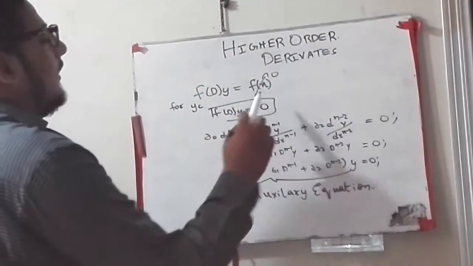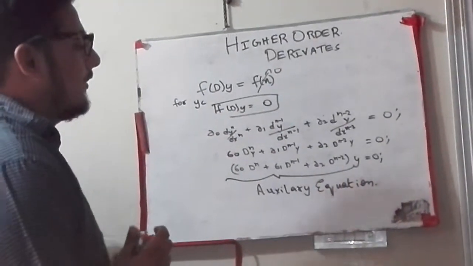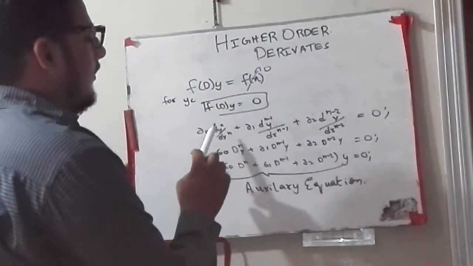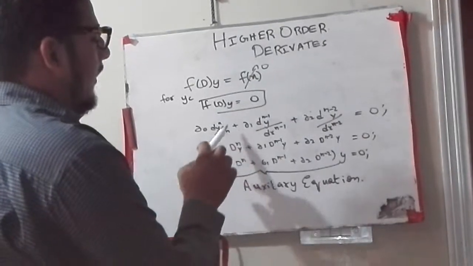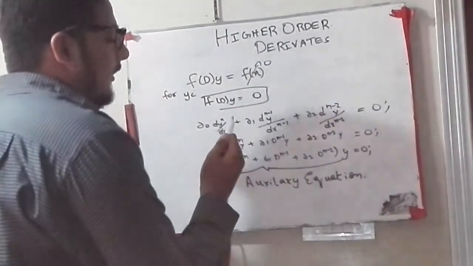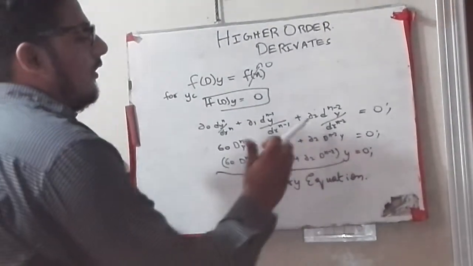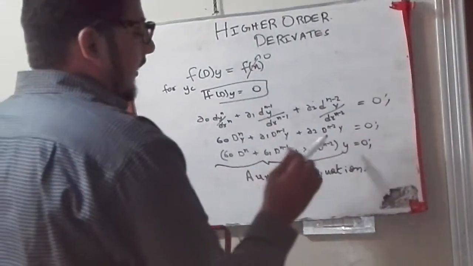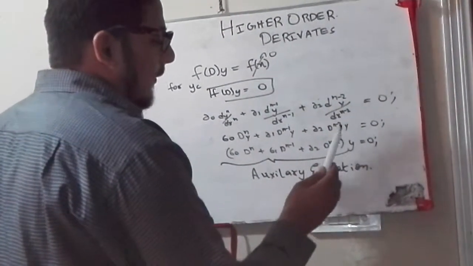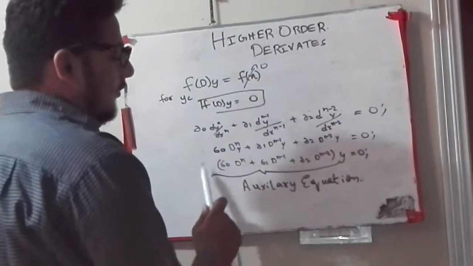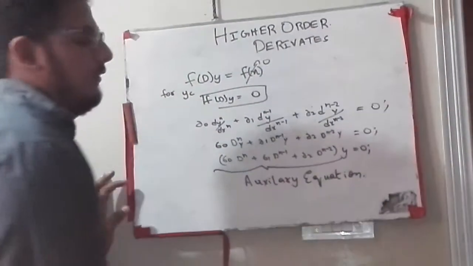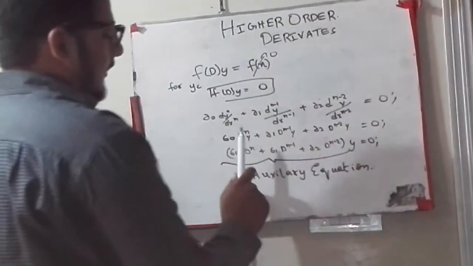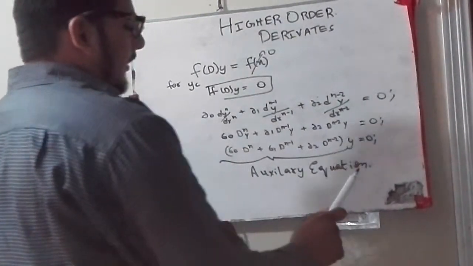So a function of D multiplied by y is equal to fx. For finding yc, fx becomes 0. So the equation becomes a constant D to the power n multiplied by y, plus another constant, and so on, till it is equal to 0. Then we take y as common from this equation, and this whole equation, which represents the constants and this D, is called an auxiliary equation.